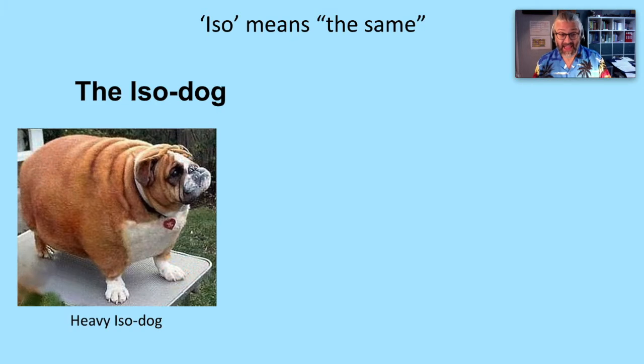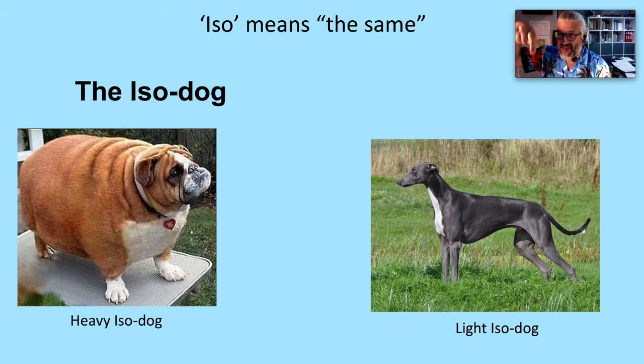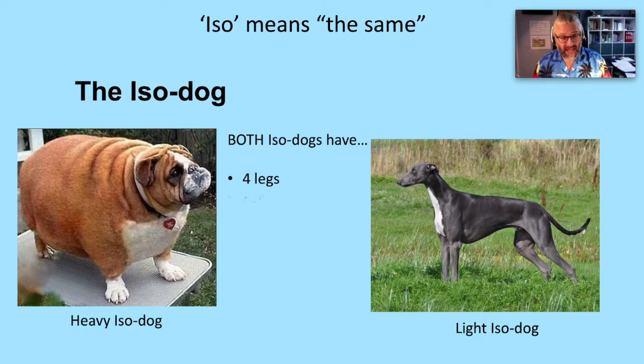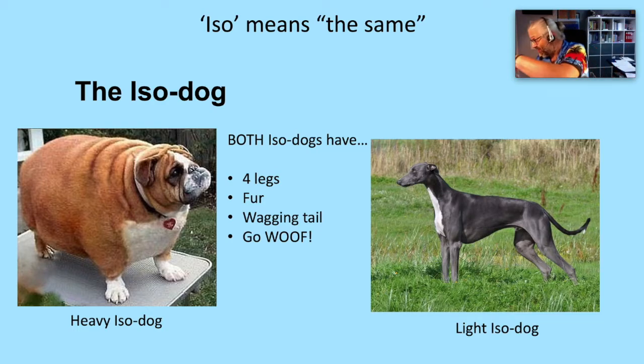This is a heavy isodog. It's an ugly dog. And this down here is a light isodog. And what you will notice from the two isodogs is that they both have four legs, they both have fur, they both wag their tail, and they both go woof. So all of those dogs are exactly the same, except for that dog over there is a heavy dog and that dog down there is a light dog.